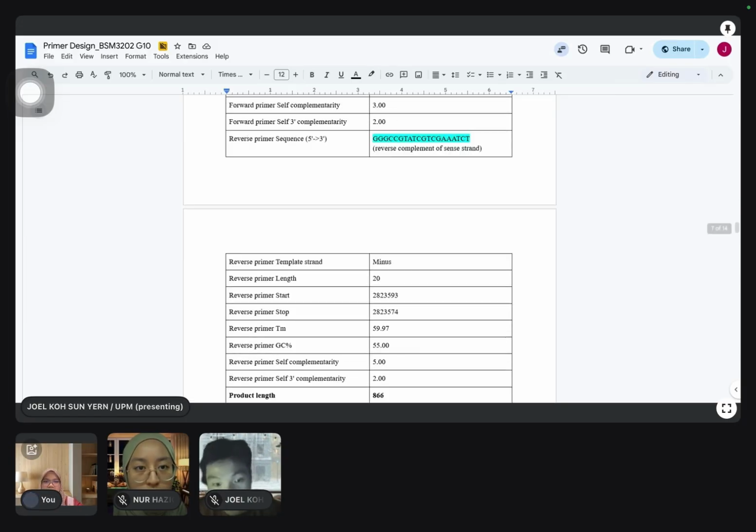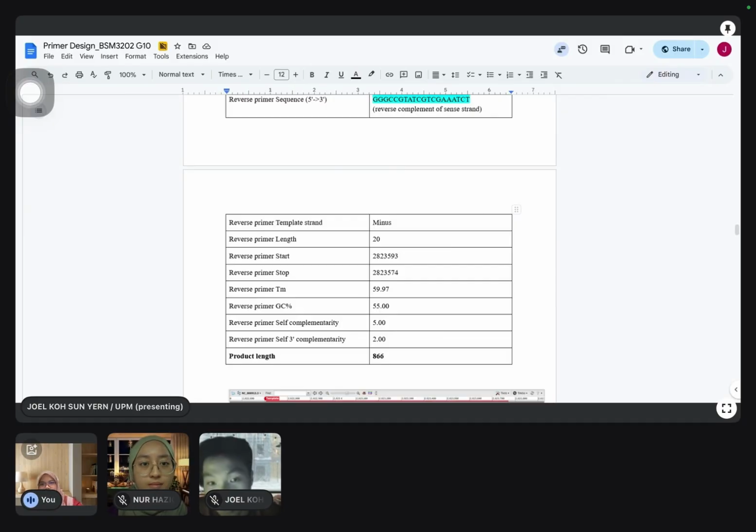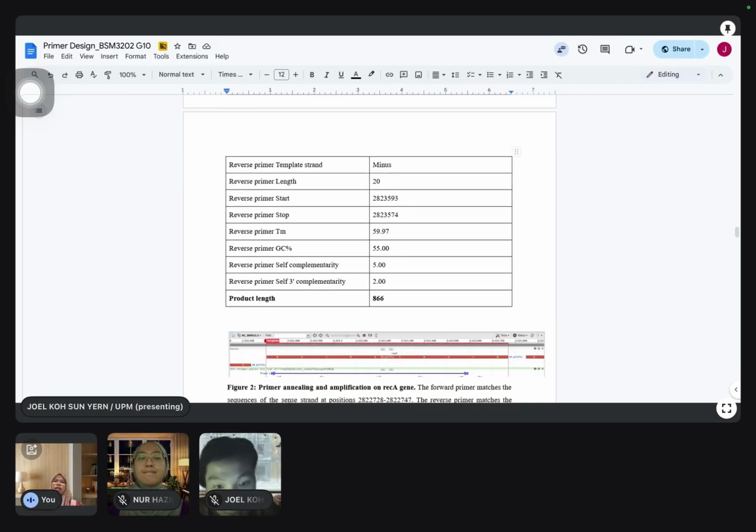So it also has the same complementary length as the forward primer, which is 20, and the reverse melting temperature is also 59.97, which is the same and complementary with the forward, with the same GC percentage value. It has a high reverse self-complementarity of 5, which is what we want, and a low self-3' complementarity of 2. The problem comes when it comes to the product length, which is 866.